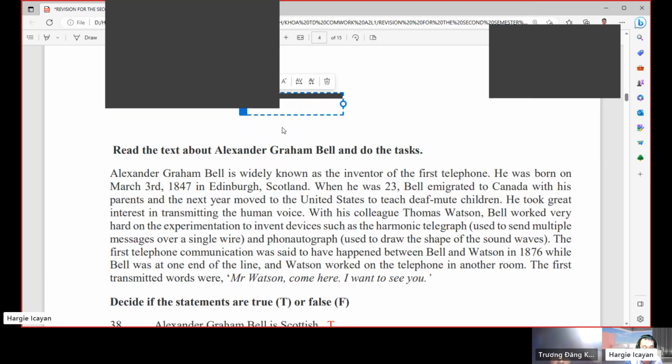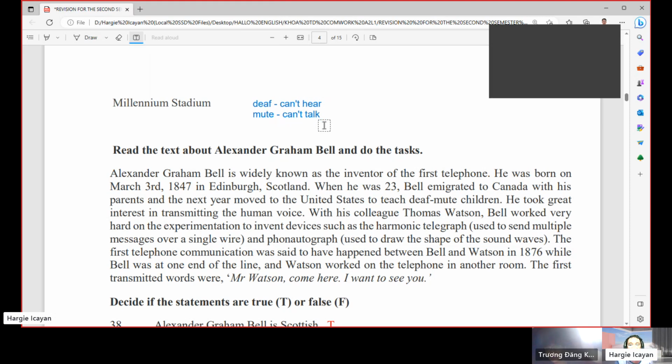So deaf means can't hear. Mute means can't talk. So they call themselves deaf-mute. When you cannot hear, you also cannot talk, so that goes naturally. That is called deaf-mute.